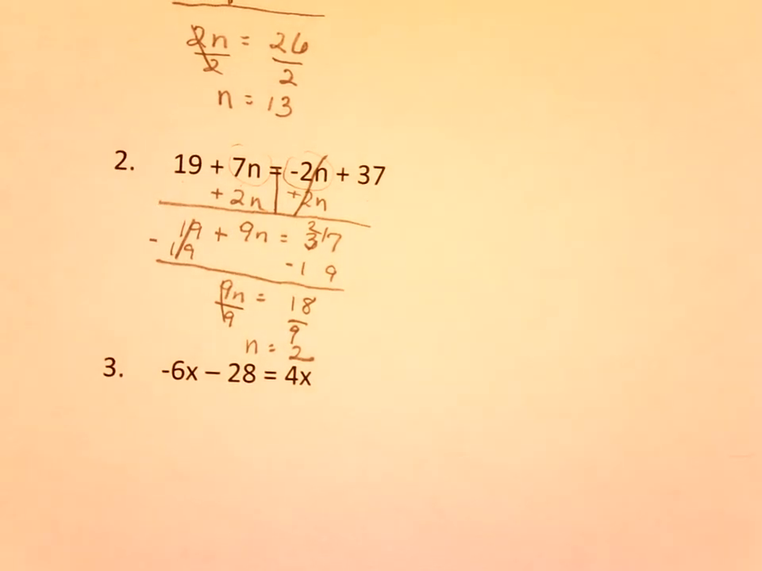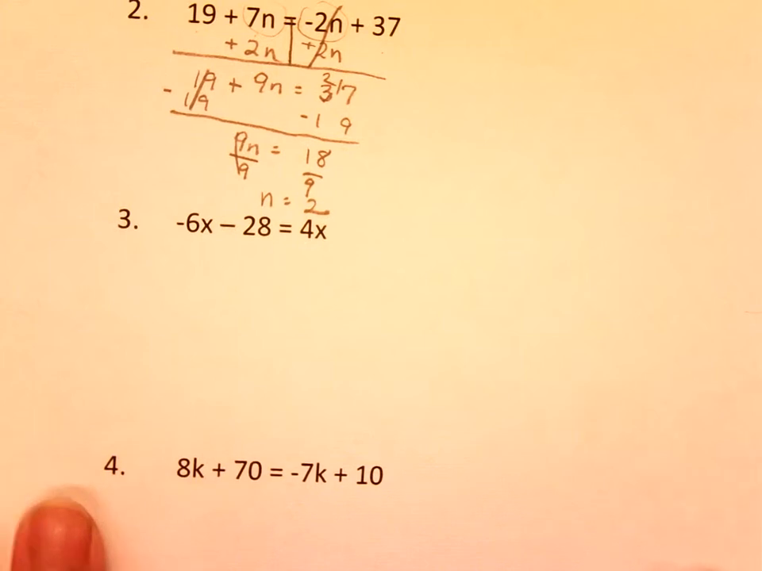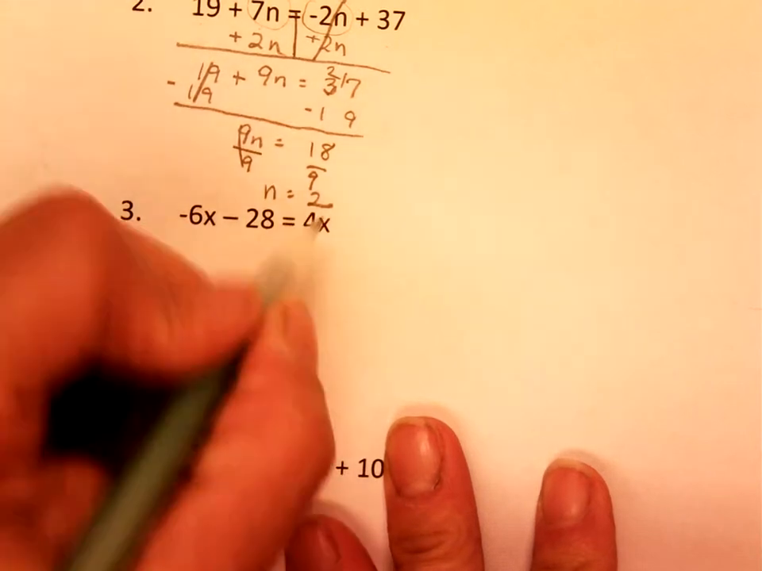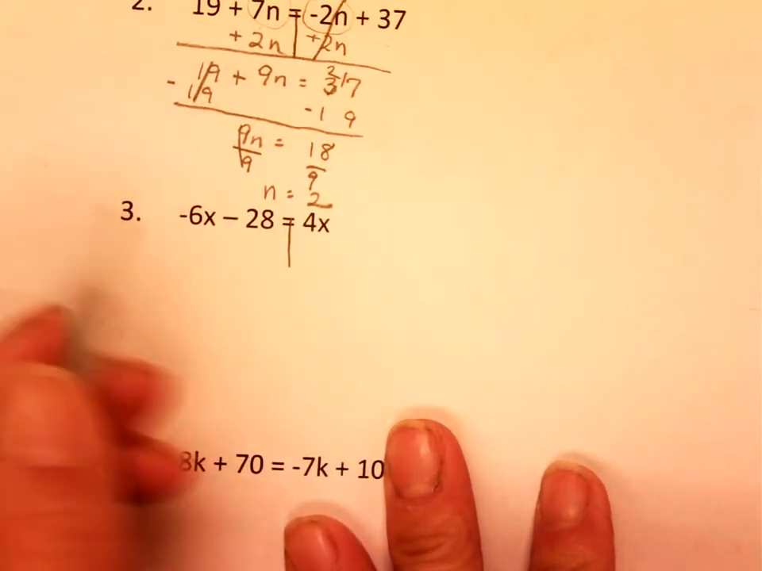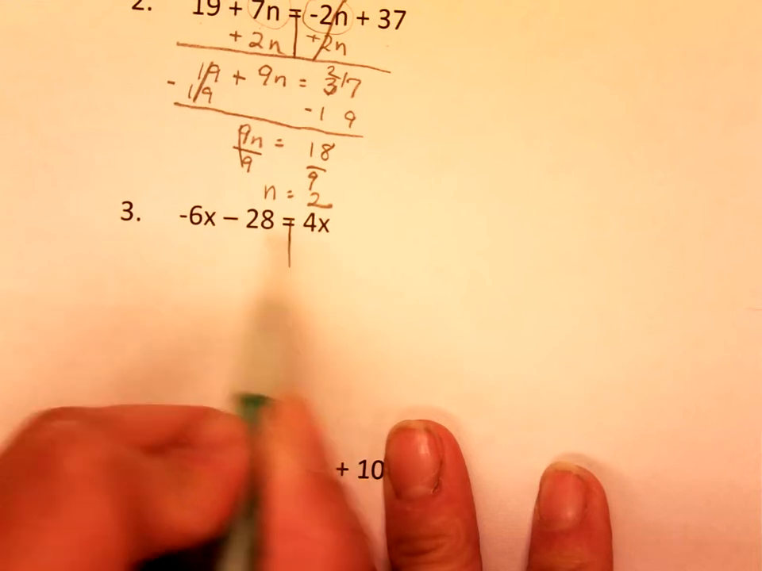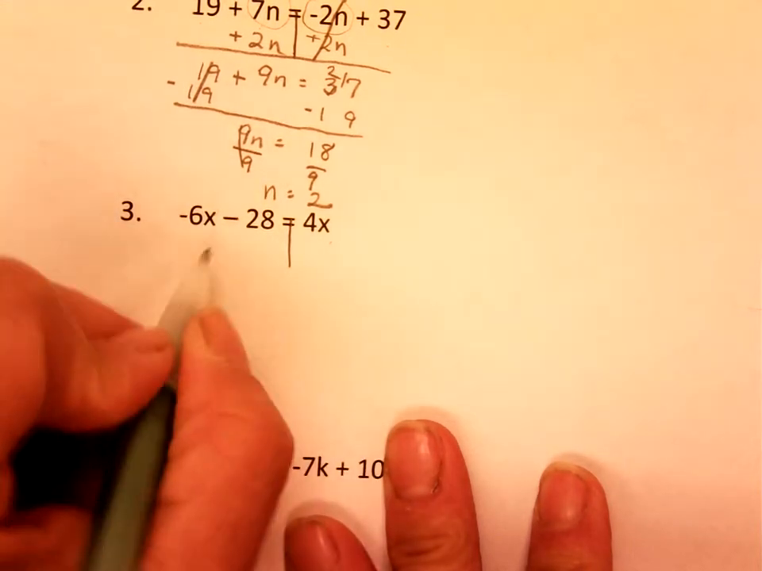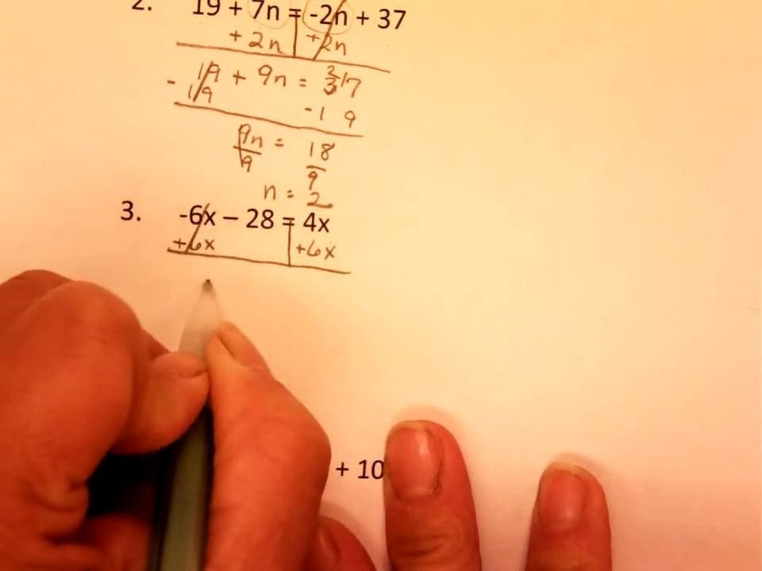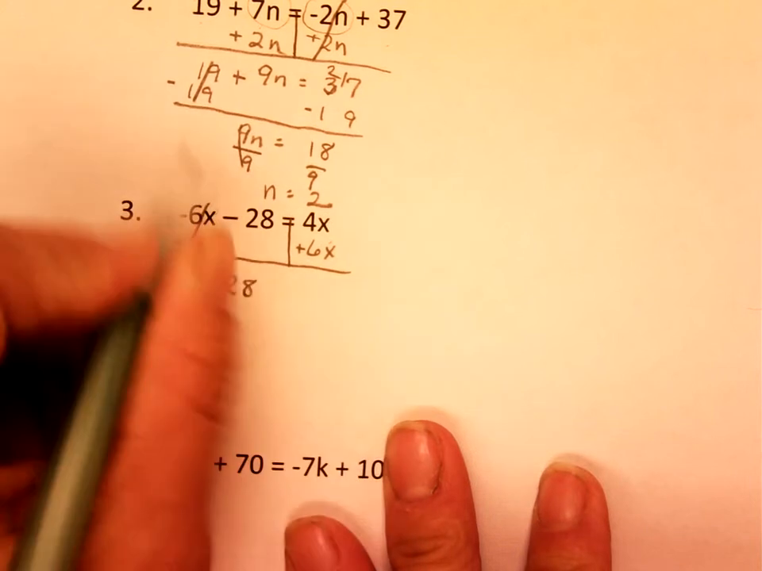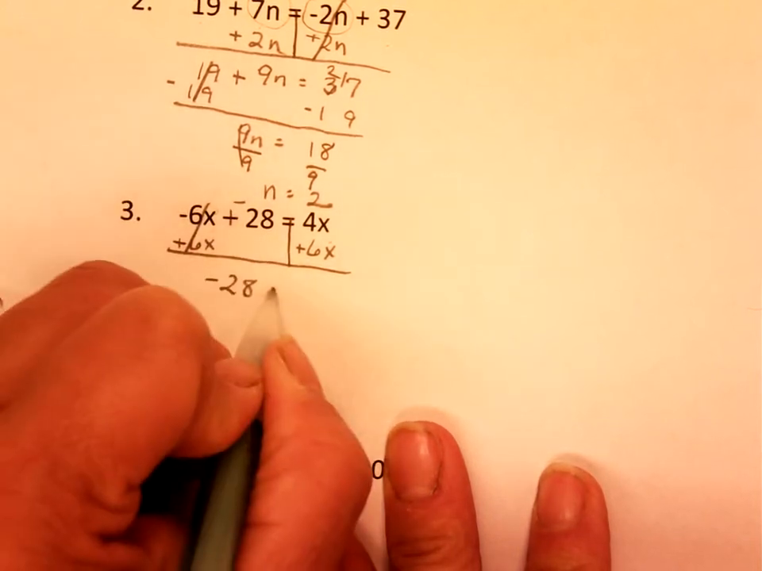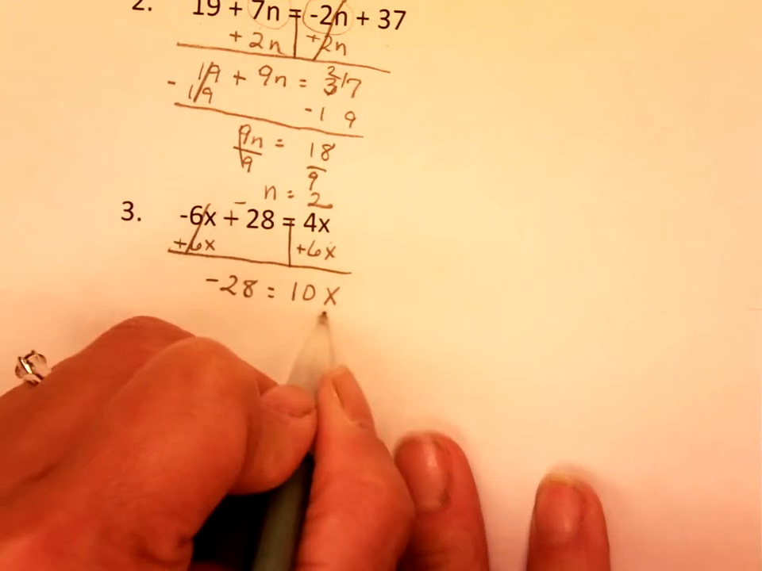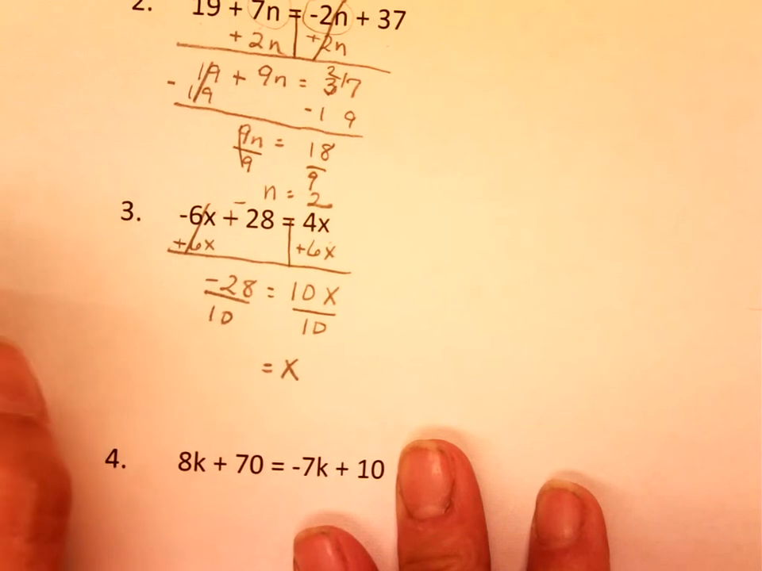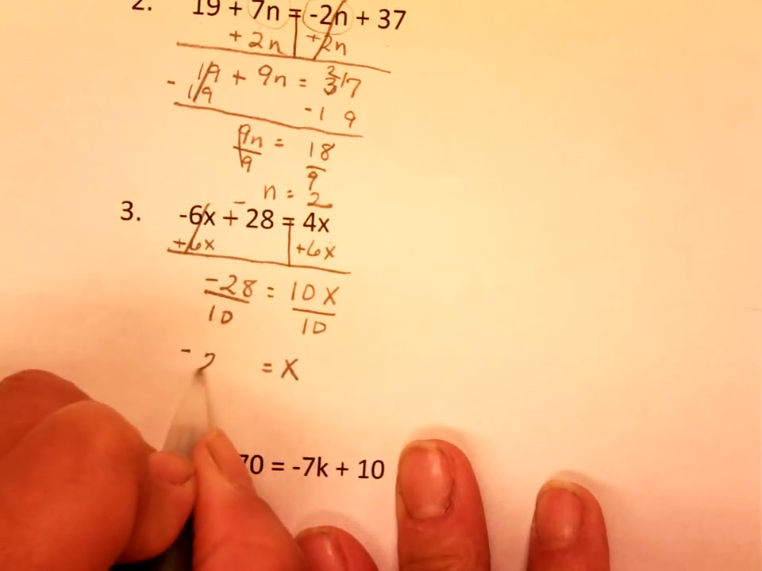Okay, let's look at number 3. Try to do number 3 on your own, and when you're ready, go ahead and push play. Right, so you make a line here. You want to get rid of the negative 6x because 4x is by itself, so you're going to add 6x on both sides. And you're left with negative 28 is equal to 10x. Divide by 10 on both sides, and x is equal to, well, ask yourself, do you win or lose? You lose, so that's a negative, and x is equal to negative 2.8.